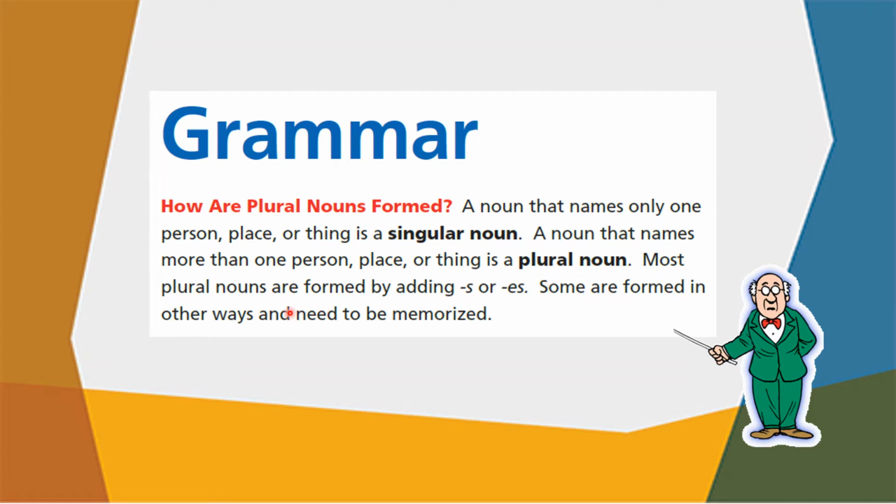Most plural nouns are formed by adding s or es. You call them regular plural nouns. But some are formed in other ways and they need to be memorized. So these are the irregular plural nouns and we will be providing you with examples as we go through this lesson.